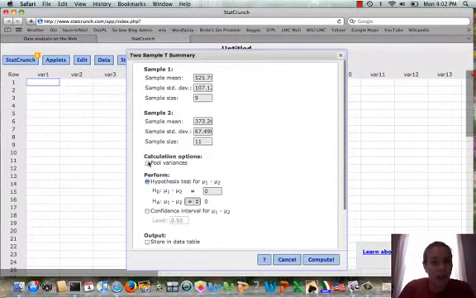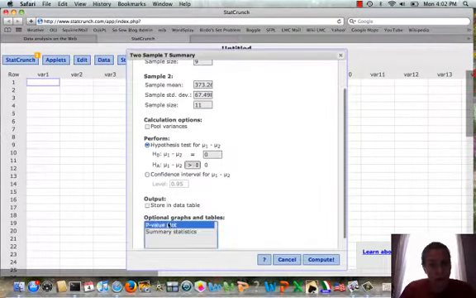So we're going to uncheck pooled. We don't want to pool. And then here, because we're testing no difference for the null hypothesis, we say the difference if you subtract them is 0. And then our alternative claim is that the first group is significantly greater than the second group, so we make our inequality greater than. And then for output, I like to choose the p-value plot also. And we compute.